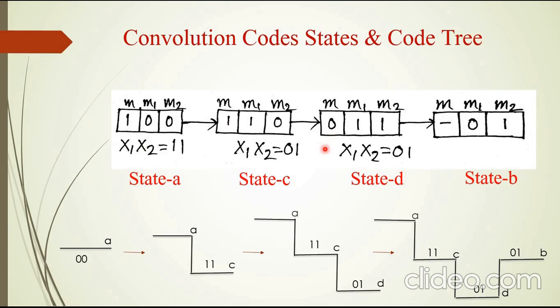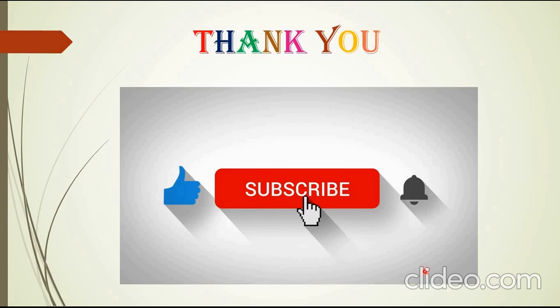And at the end of every step we will be defining in which state it is. So over here it is state A, over here it is state C, then state D, and over here it is state B. So whatever output we are representing, and this step defines the input. So this is how we can draw a code tree for a convolution code, and I hope that you have understood this session. Thank you so much for watching this video.